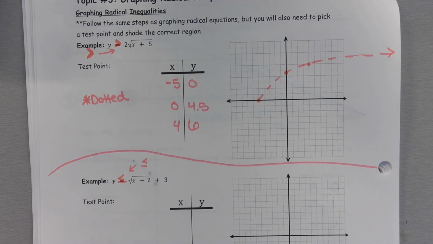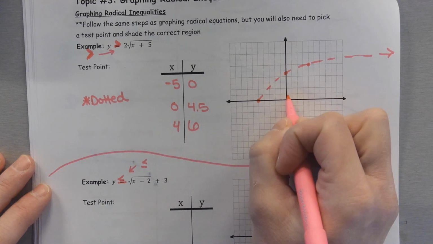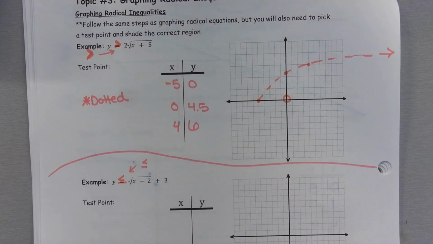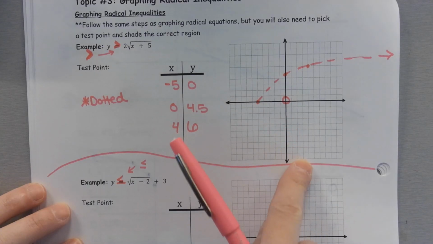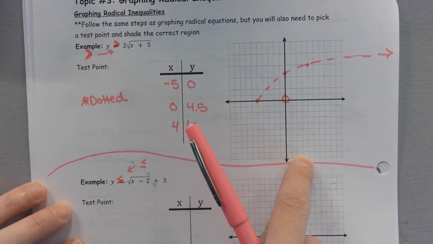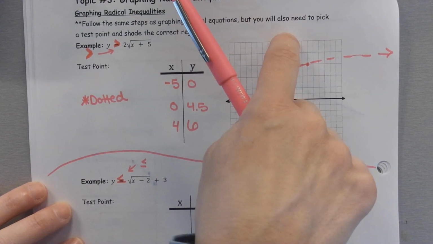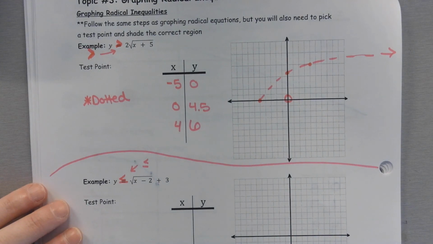All right, what's my favorite test point? 0, 0. Yeah, so we're going to pick 0, 0 and plug it in. The only time, remember, you can't pick 0, 0 is when it's actually on the line. So if 0, 0 works, I'm going to shade down here. If 0, 0 doesn't work, I'm going to shade up here. So you're going to either shade above or below.